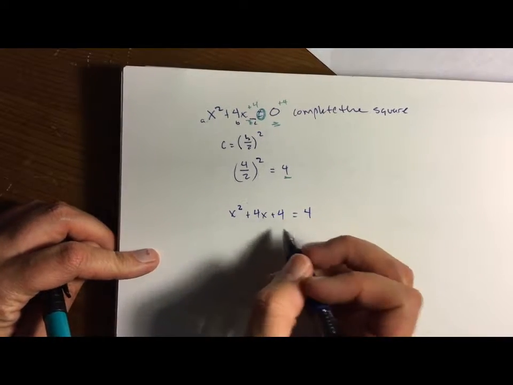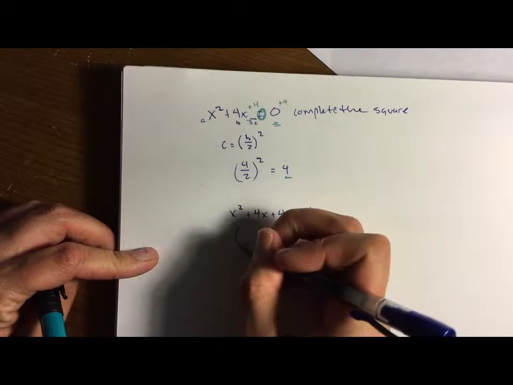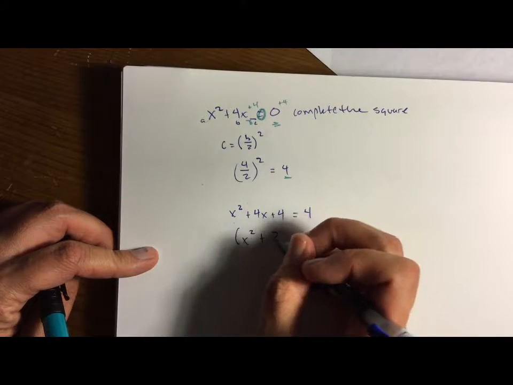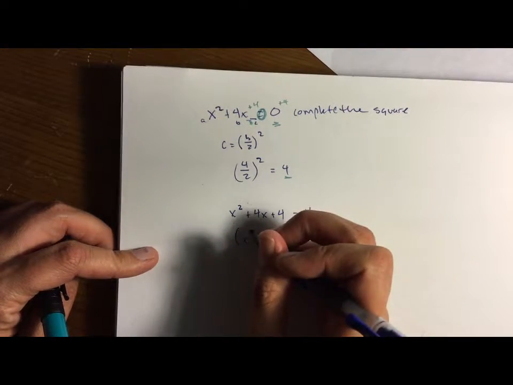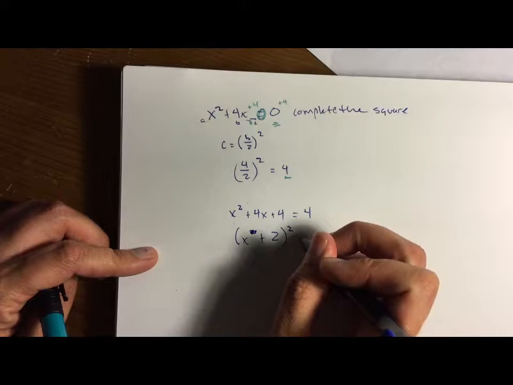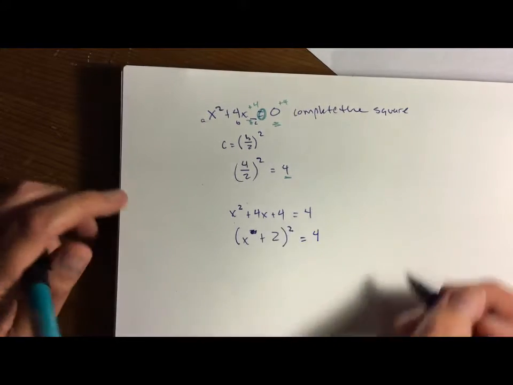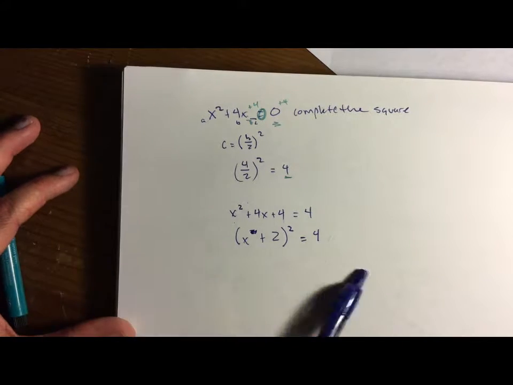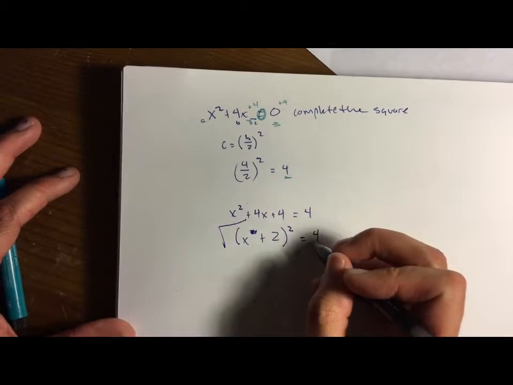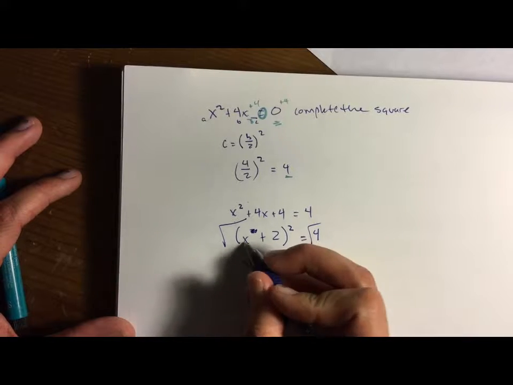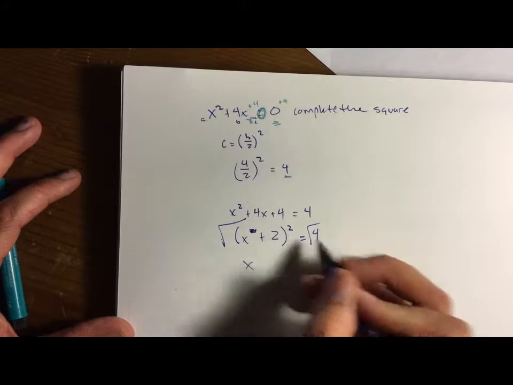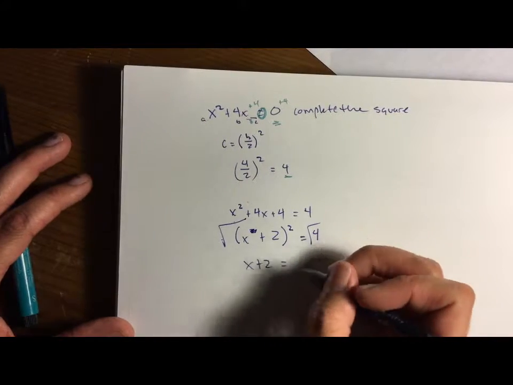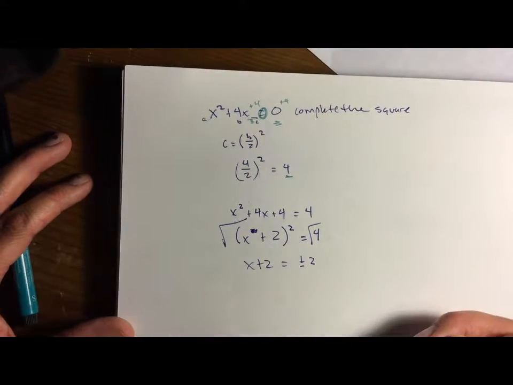And by definition, because we completed the square, this is now x plus 2 squared equals 4. So now we can solve for x by taking the square root of both sides. The square root is going to cancel out that square. You get x plus 2, and this is now going to become plus or minus 2.